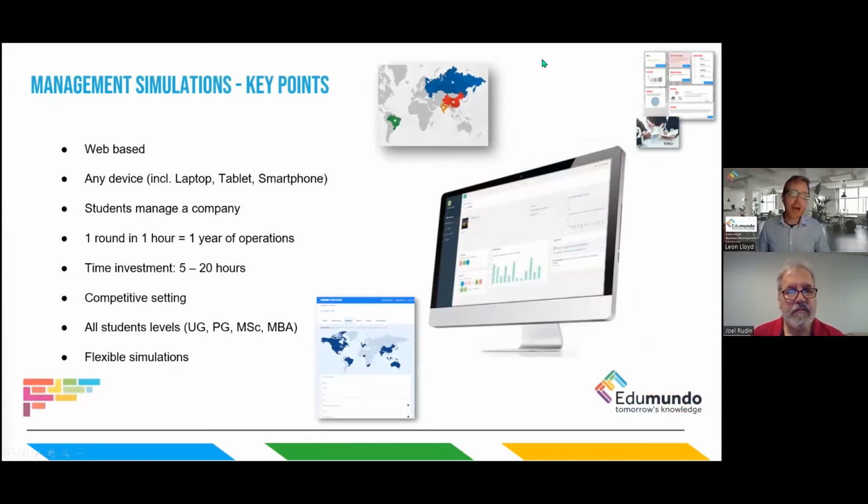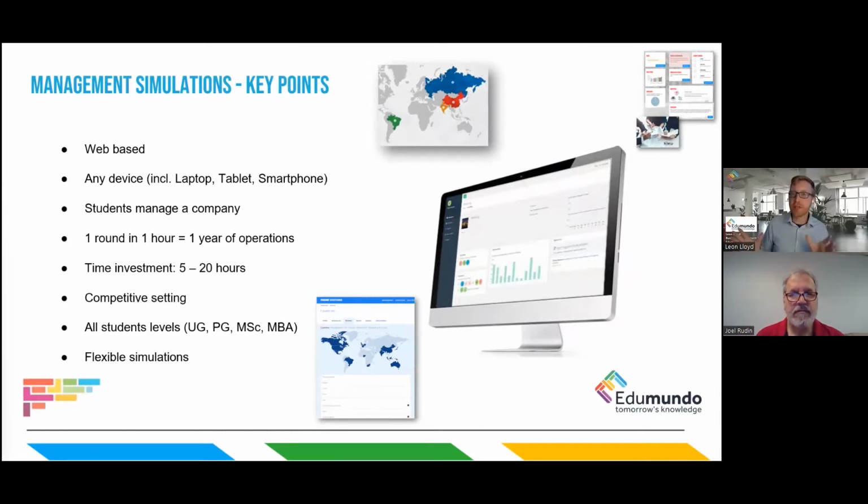Whilst we have this big portfolio of simulations, there are some commonalities. They're all web-based, as you would expect. They all work in the browser, there's no need to install anything, and they all work on any device. If students want to, they can access from their smartphones, but we always advise having a laptop or a computer screen where possible, because there's quite a bit of information to consume.